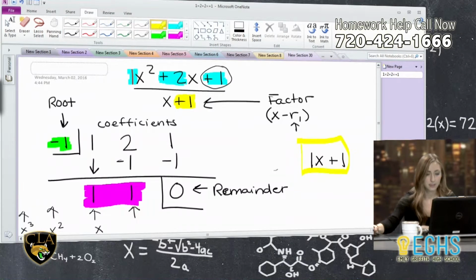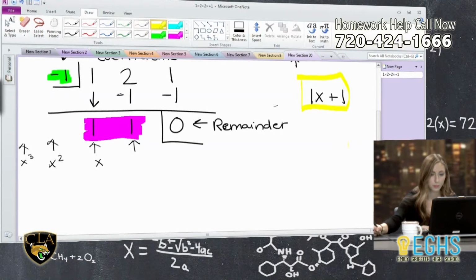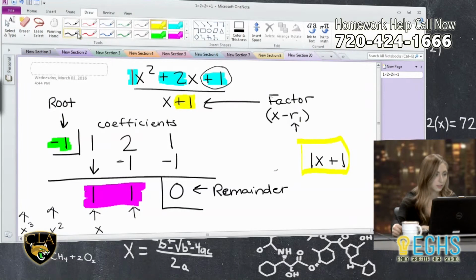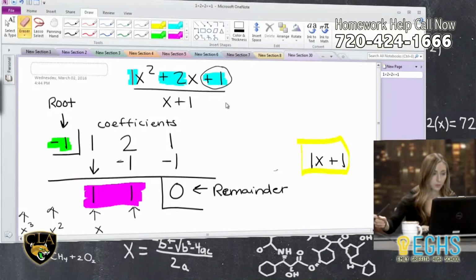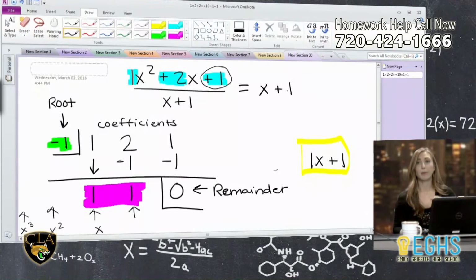The way that you would write your answer is like this: when we divide it, it equals x plus 1. So thinking about that backwards, if we were to take x plus 1 times x plus 1, we should get back to that polynomial that we started with, if that makes any sense.